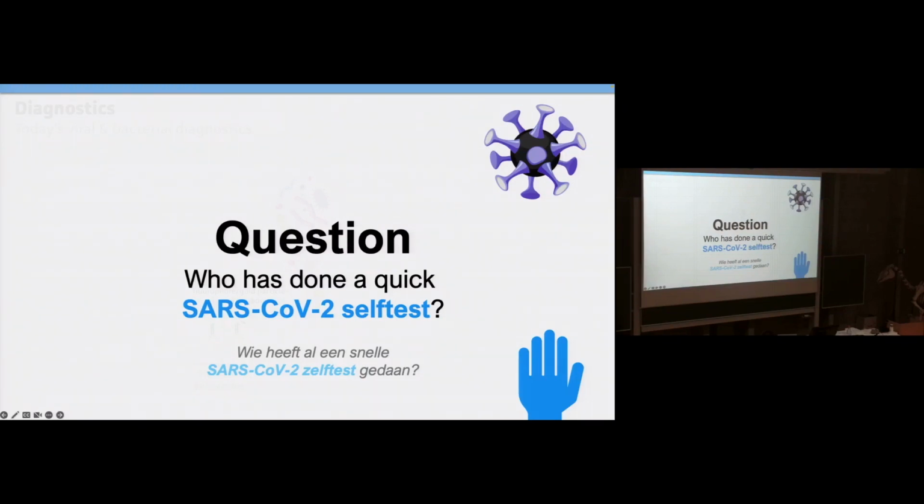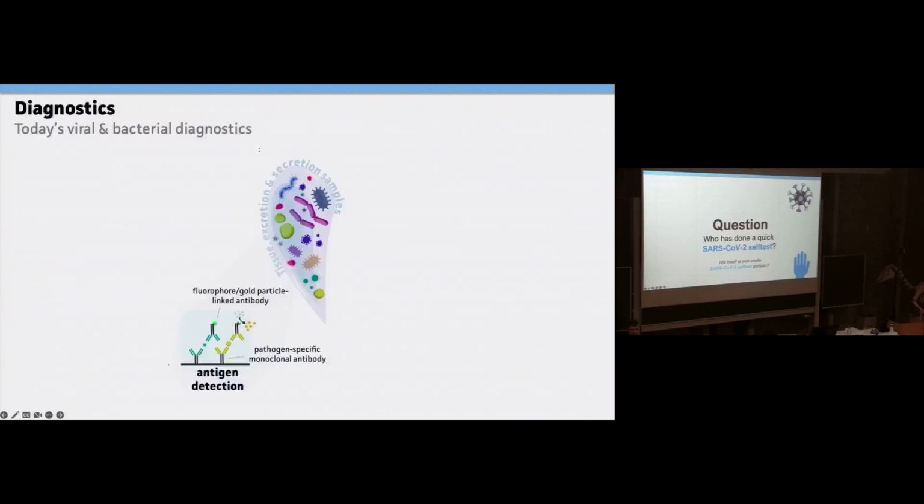Who has done a quick SARS-CoV-2 self-test at home? Just raise your hand, that's what I just want to see. So that's what I expected, almost everybody has done this. Now, just to give you an idea what is happening in this little white block at home, we actually have an antibody that is at the bottom attached to it, and it allows us to bind to the specific virus or bacterium that we want to target. That is actually what happened against the SARS-CoV-2 in this small little test that we have.